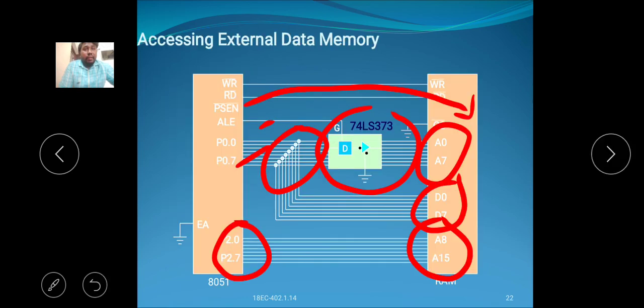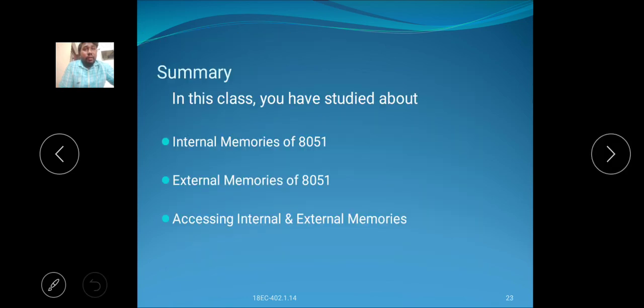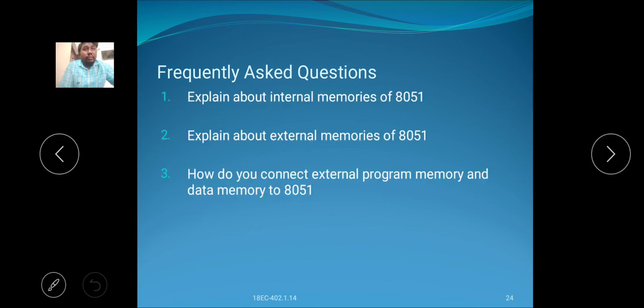Okay, I am going to stop the class. The frequently asked questions are generally long questions. Explain about the internal memories of 8051. Explain about the external memories of 8051. How do you connect external program memory and data memory to 8051?